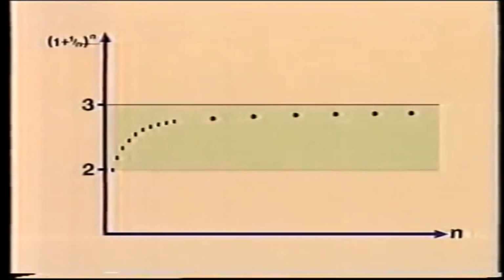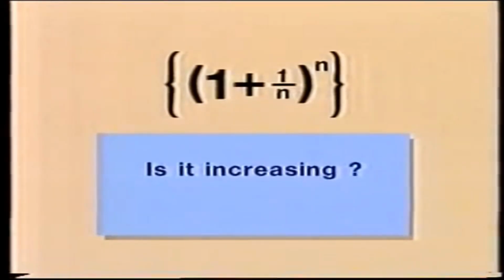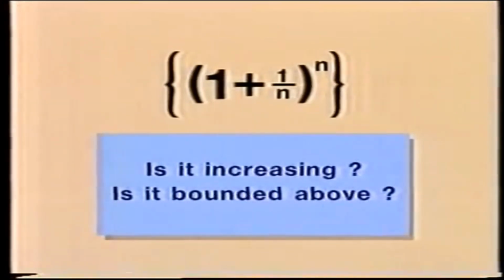Now we can prove that it's convergent using the monotone convergence theorem. So what do we need to check? First, is it increasing? And second, is it bounded above? Let's deal with the increasing part first.